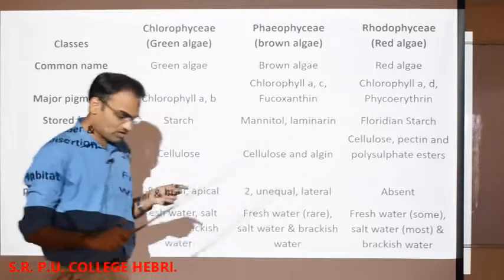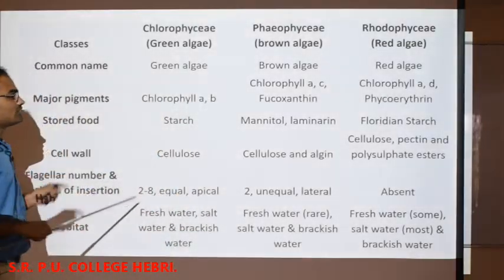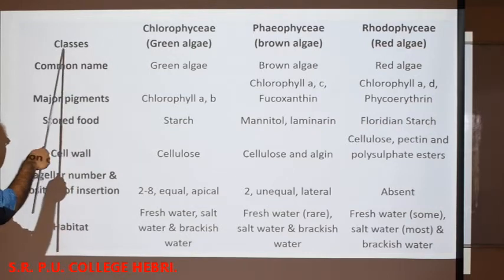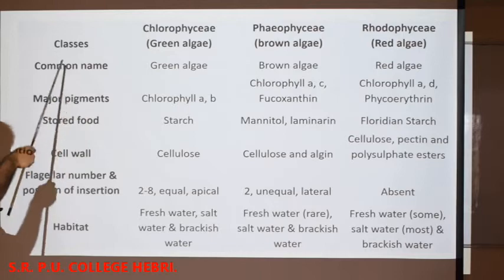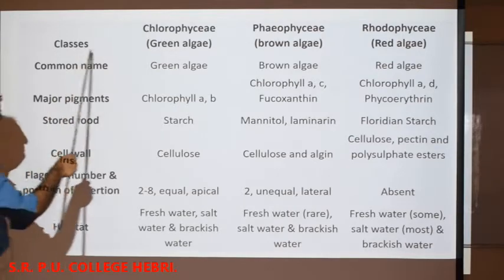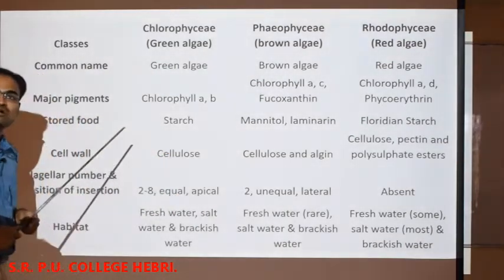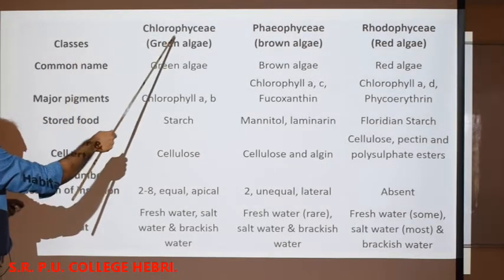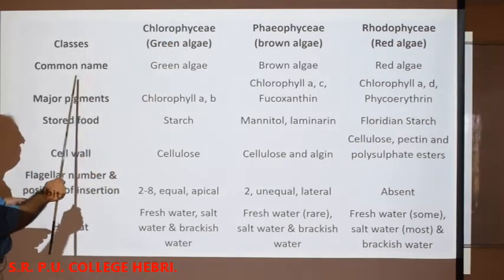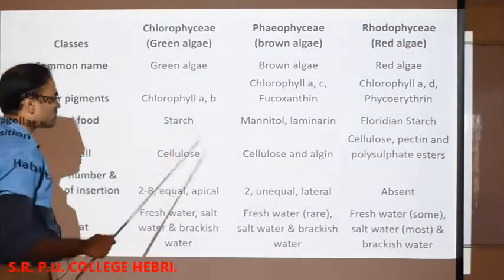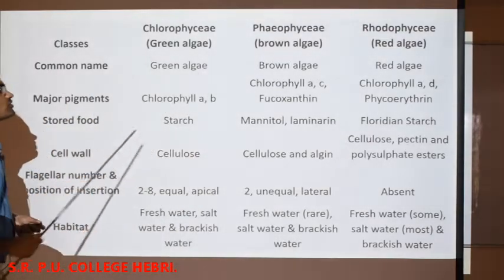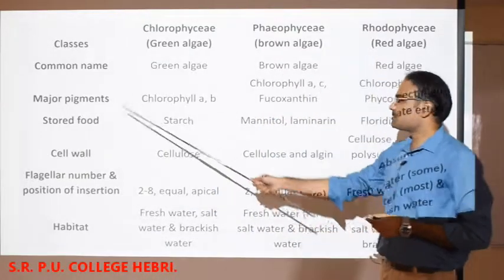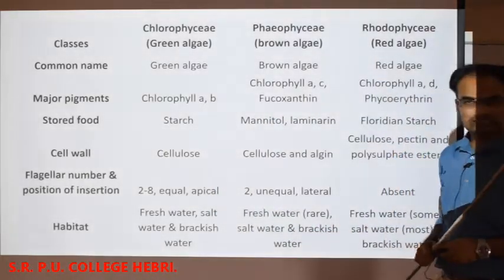If we plot those differences in a table, in the first column we have the classes as well as the different characters. In the first row we have the names of the classes. The common name for the Chlorophyceae is green algae. Like that, the common name for Phaeophyceae is brown algae, and the common name for the Rhodophyceae is red algae.